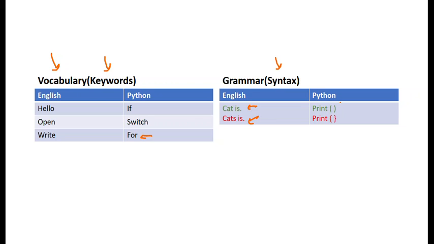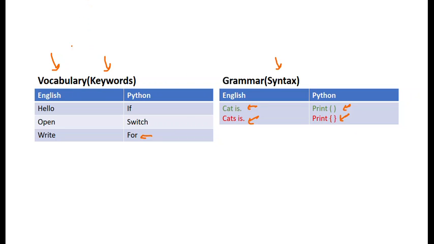In Python, on the other hand, when we, for example, use the print keyword or print function, then we must immediately follow it with parentheses. If we followed it with curly brackets, for example, or the question mark or any other symbol, then we will simply get a syntax error. Why? Because we have violated the rules or the syntax of this language.